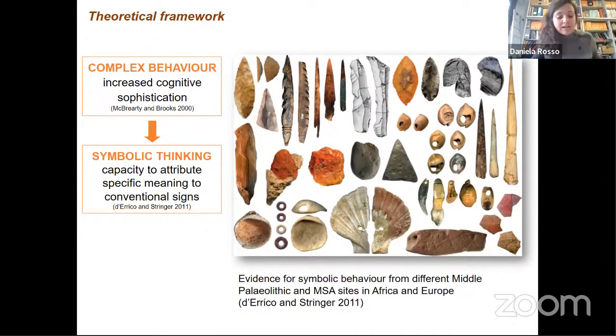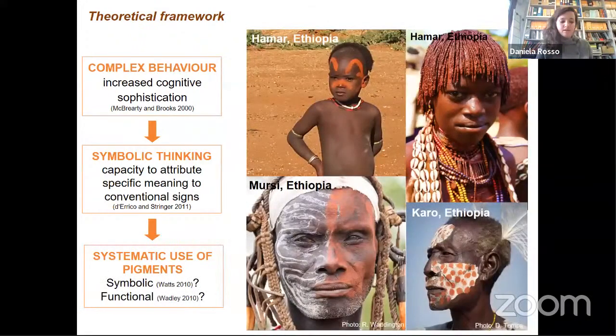It is generally accepted that the capacity to create symbolic systems and incorporate them into material culture represents proof for complex cognition. Symbolic thinking can be detected archaeologically by the presence of different material features, for example, burials, personal ornaments, or art. Systematic exploitation of pigments is also among these features.